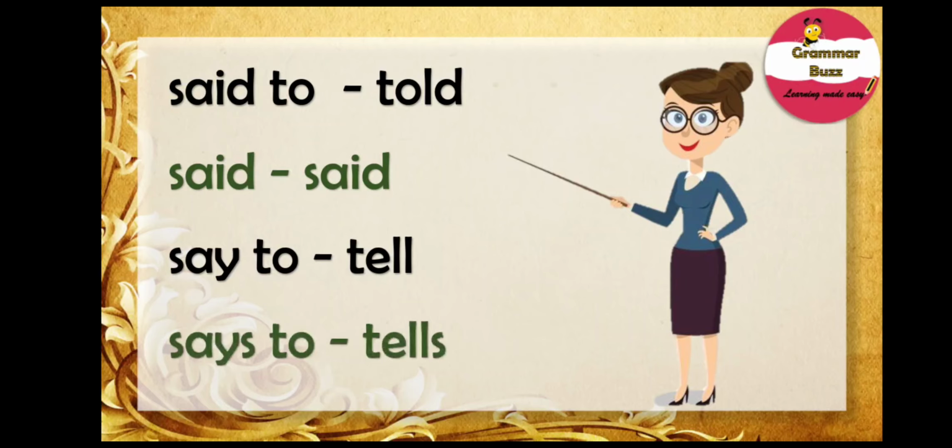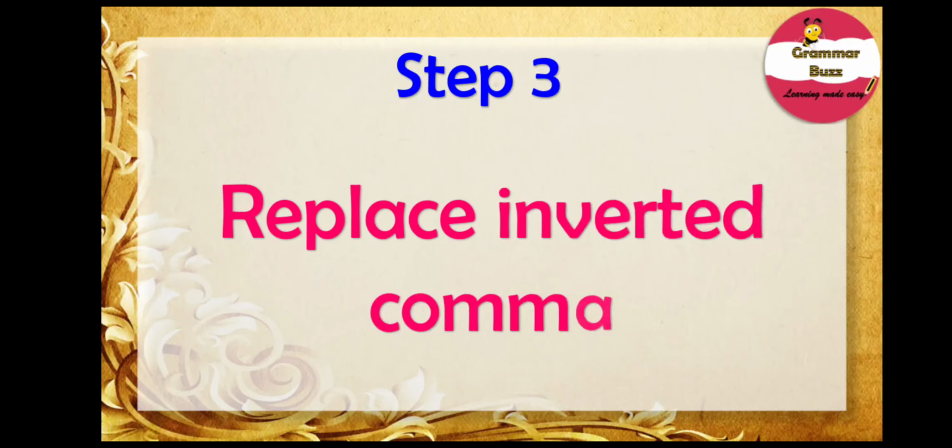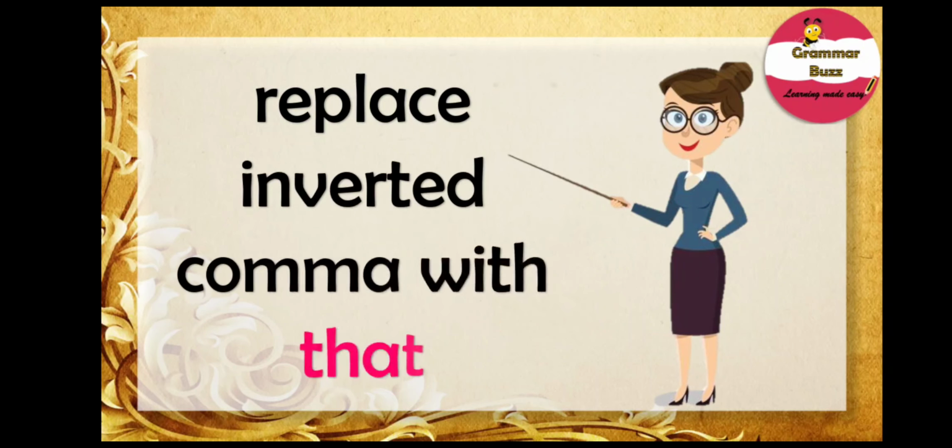Moving on with the third step, and that is replace the inverted comma. The third step is to replace the inverted comma with the conjunction that. While converting direct speech into indirect speech, we will remember to remove the comma and inverted comma in the sentence and join the reported speech with the conjunction that.